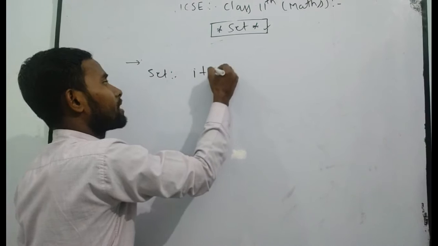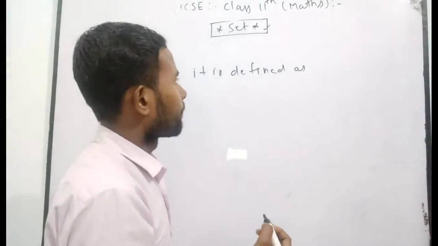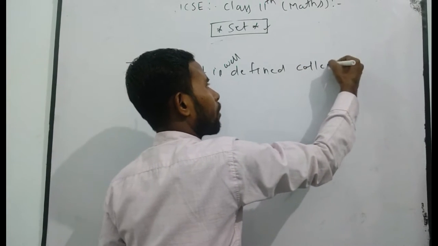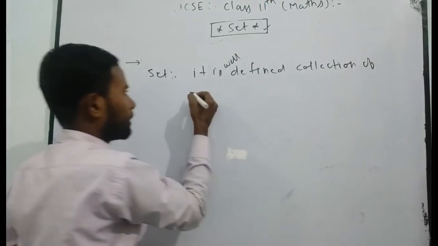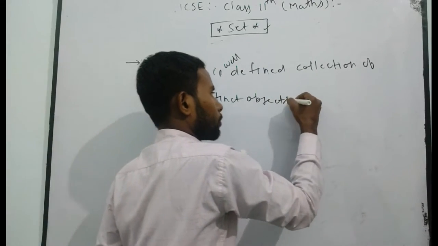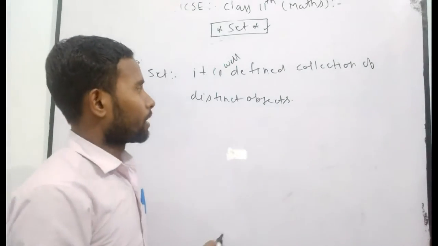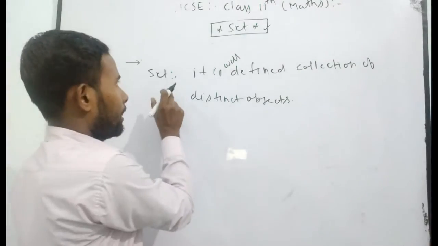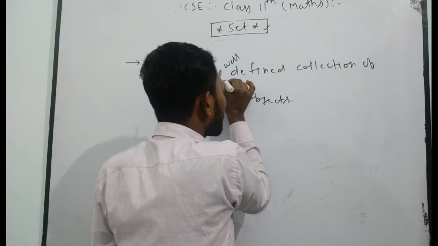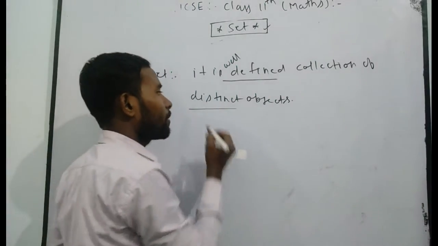What is set? It is defined as, or you can write, a well defined collection of distinct objects. It is a well defined collection of distinct objects. Firstly, if you focus on the definition of set, you observe there are two important words in this definition. First will be well defined and second will be distinct.